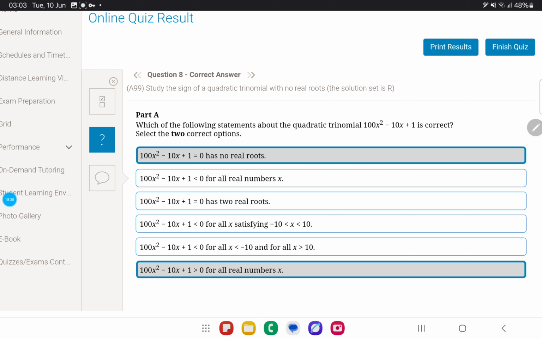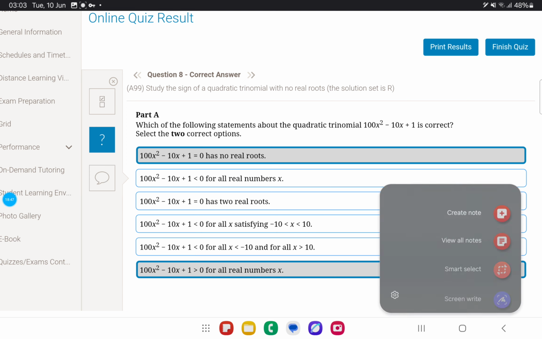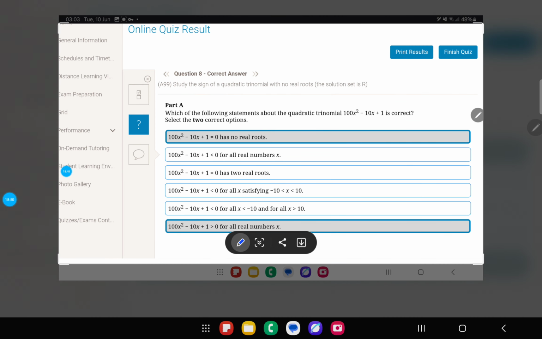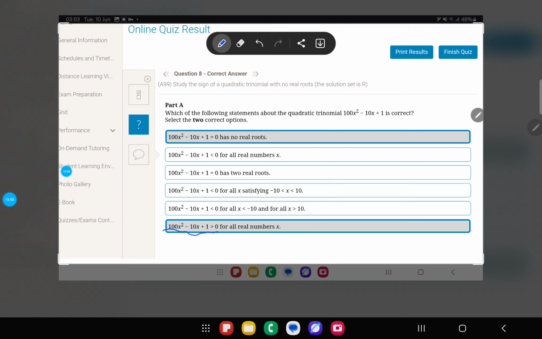Okay, now you do mod 5-3. 100, negative 10, plus 1. You're going to get complex numbers, so it has no real roots. And now we see, since it has no real roots, it's greater than 0. So when it's greater than 0, it means it's positive, right? Complex basically means negative. So when it's greater than 0, it's positive.